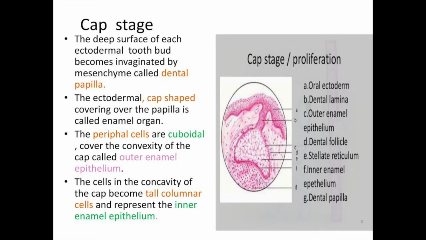Cap stage: the deep surface of each ectodermal tooth bud becomes invaginated by the mesenchyme called dental papilla. The ectodermal cap covering over the papilla is called enamel organ. The peripheral cells are cuboidal over the convexity of the cap, called outer enamel epithelium. The cells in the concavity of the cap become tall columnar cells and represent the inner enamel epithelium.